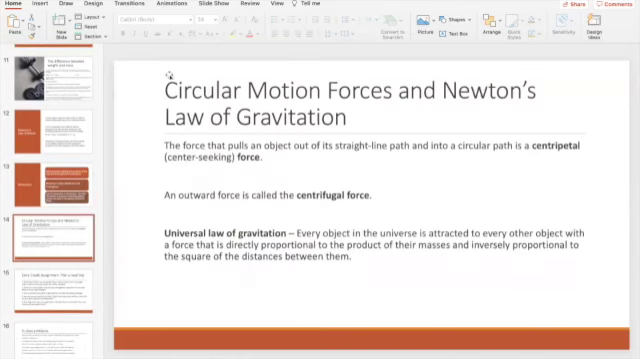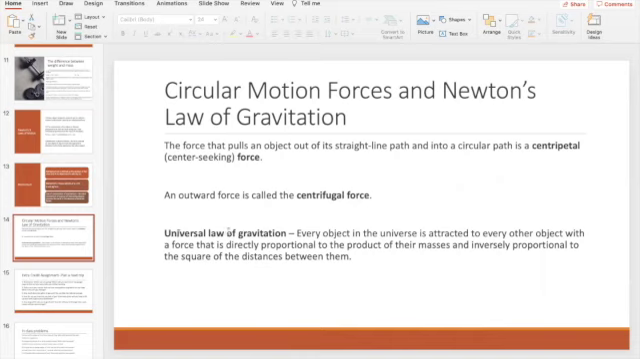Okay, and then last but not least, circular motion forces, which I usually try to save for the more advanced physics courses, so I won't make you memorize these here in the introductory level. But just for your information, centripetal force is the force that pulls an object out of its straight line path and into a circular path. The centrifugal force is the outward force of circular motion.